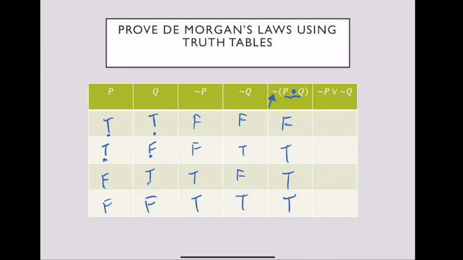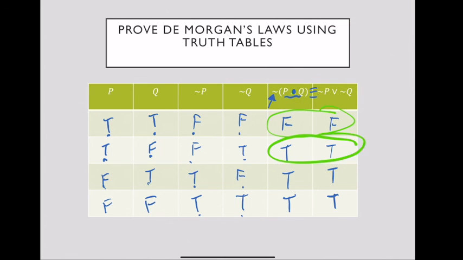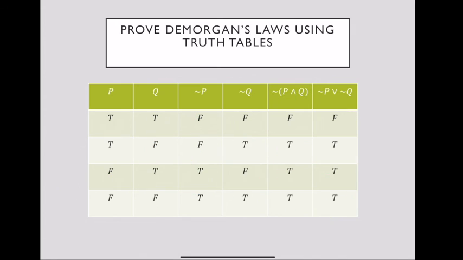Okay. Then I've got not P or not Q. Remember, it only has to be true for one of the values. So if I've got false or false, that's still false. False or true is true. True or false is true. And true or true is true. So as we can see, these two statements are logically equivalent because they take on the same truth values given their starting initial conditions.